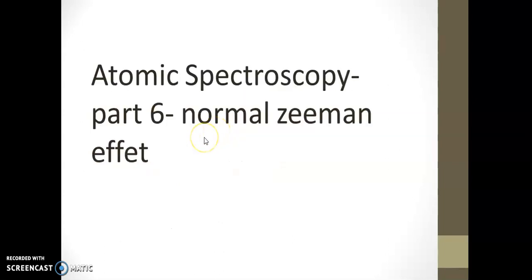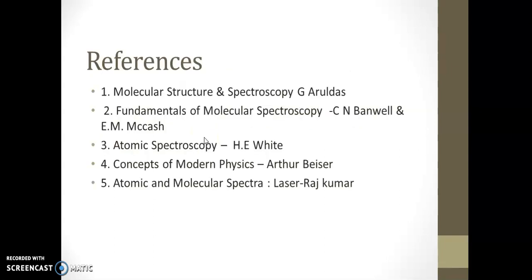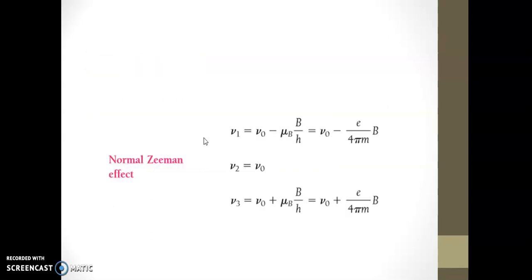So here we discuss the normal Zeeman effect. We know that the Zeeman effect is the splitting of spectral lines in the presence of a magnetic field. And we have already seen the basic equations of the normal Zeeman effect. In the normal Zeeman effect, every line splits into 3 lines.